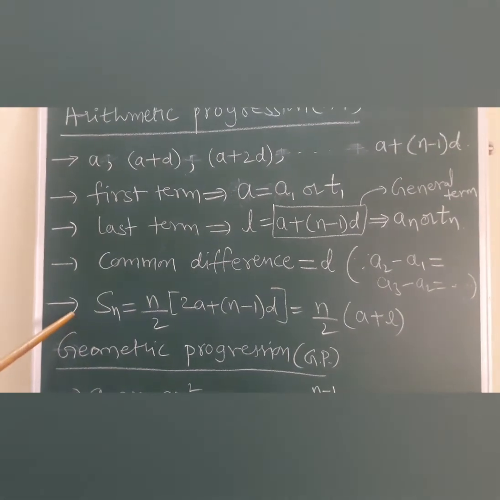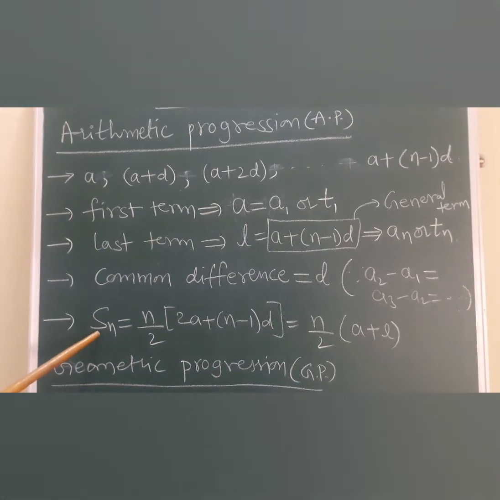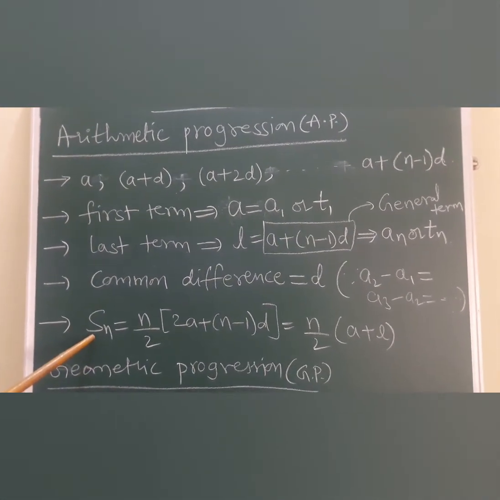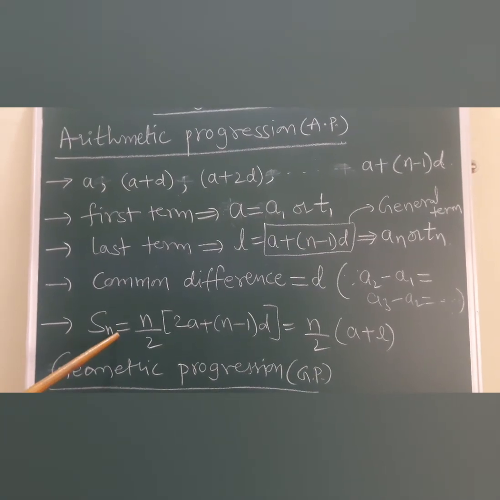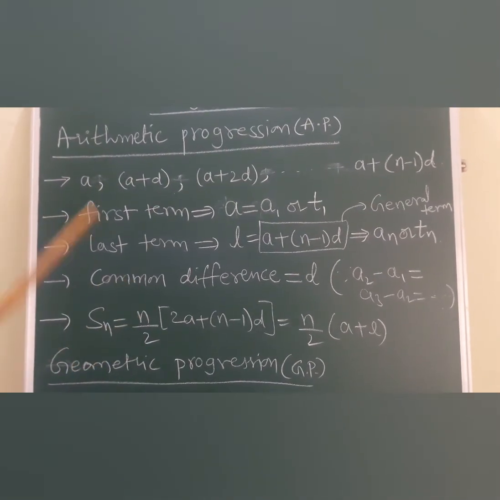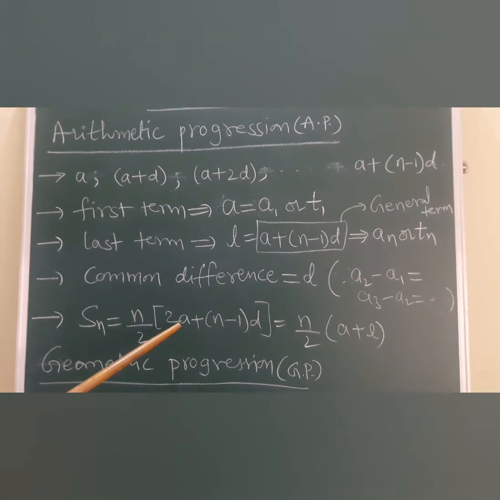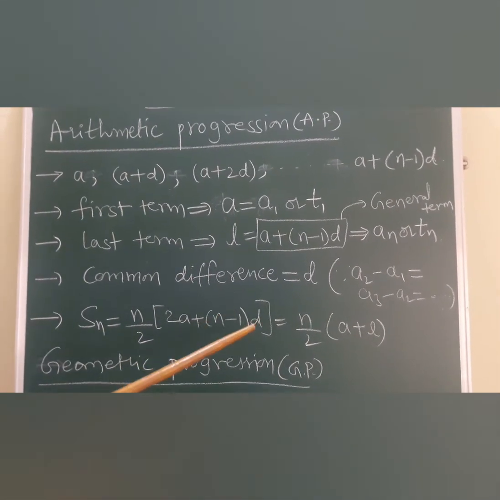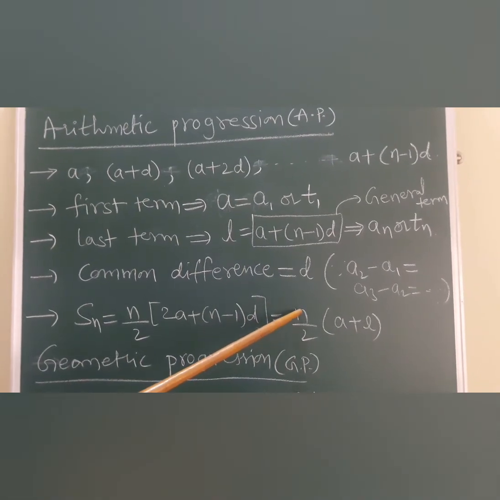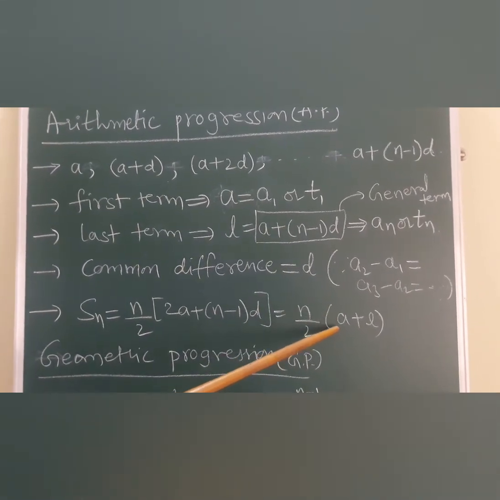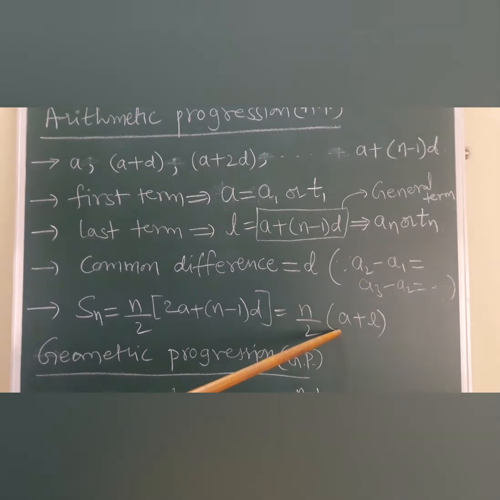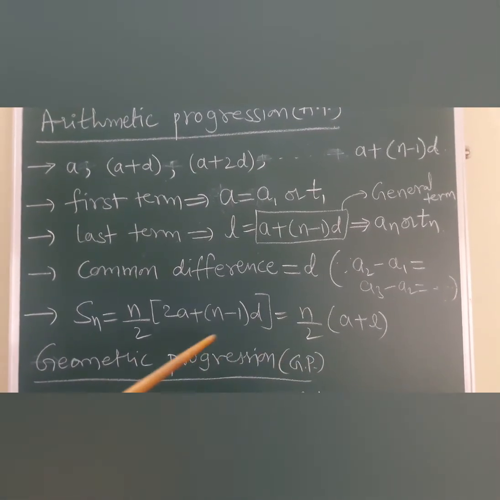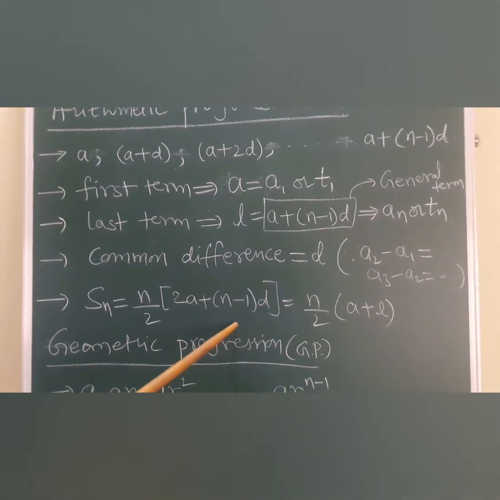Here is one more formula: Sn, the sum of n terms in AP, is equal to n by 2 of 2a plus n minus 1 into d. Also we can write it as n by 2 of a plus l. So this is about arithmetic progression.